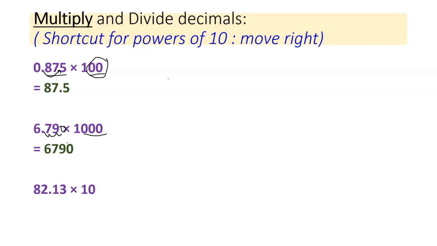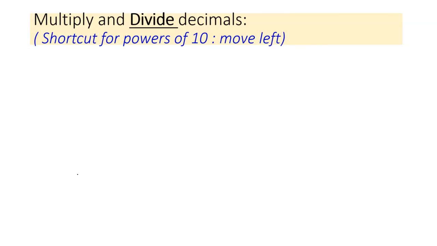Here's our last example. 82.13 times 10. You're multiplying 82.13 by 10. You have 1 zero, and you will move one place to the right. The decimal will go between 1 and 3, and your final answer should look like 821.3. The original number was 82.13 and the answer became 821.3. That's how you remember you have to move the decimal place to the right.